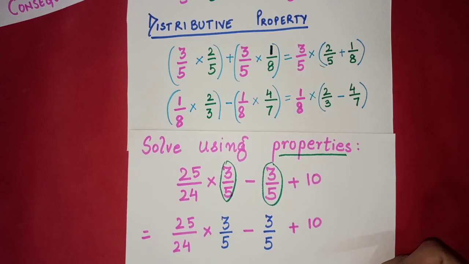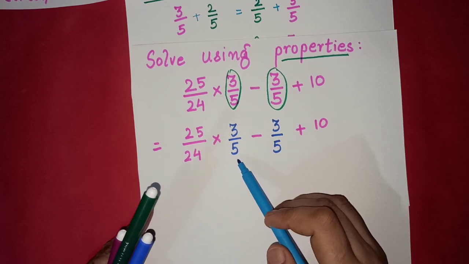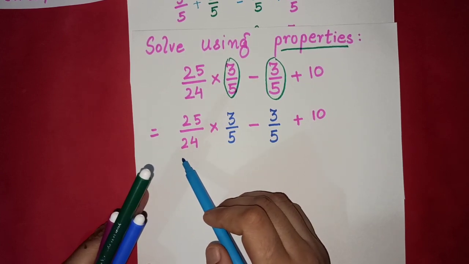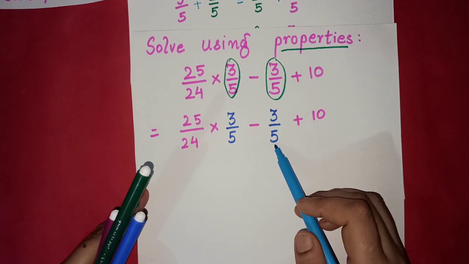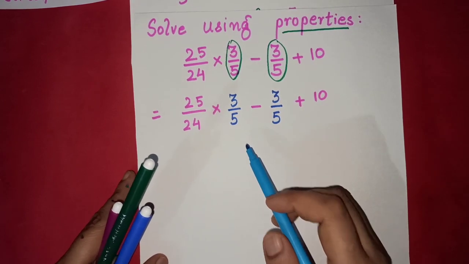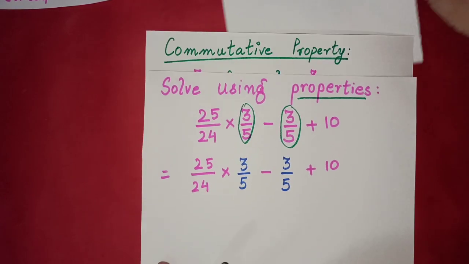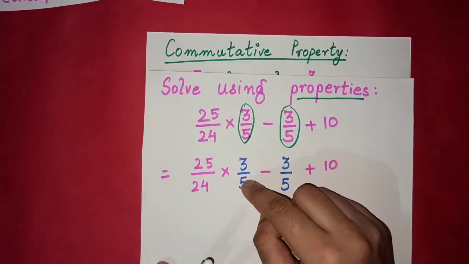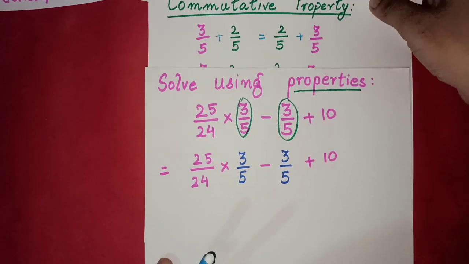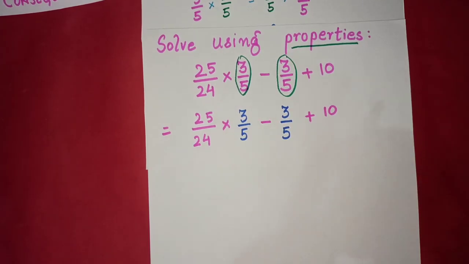But in our question we have 3 by 5. One thing is that it is not coming in the beginning here, and another thing is this is not a multiplication expression. So one problem which we can solve is that we can put it in the beginning using the commutative property. This 3 by 5, this one we can put in the beginning because we can change order in multiplication using the commutative property. So first let's do that.